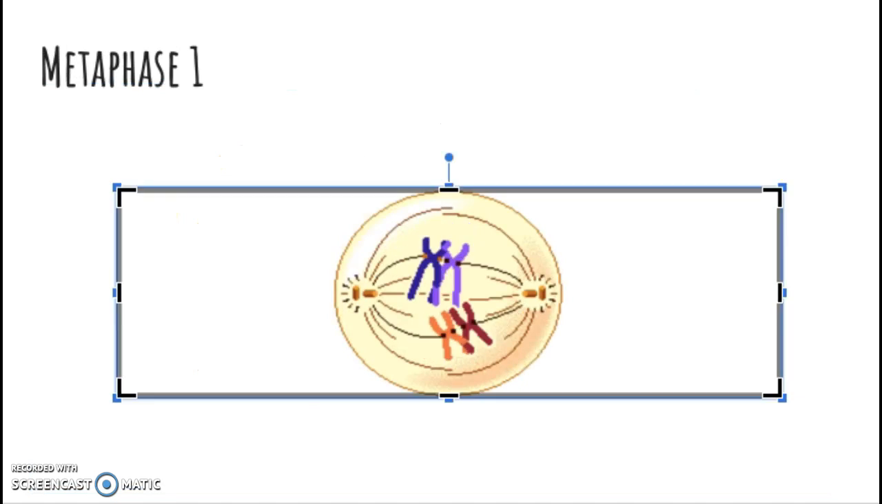Metaphase 1. The pair of homologous chromosomes are moved by the spindle to the equator of the cell. The homologous chromosomes, each made up of two chromatids, remain together.